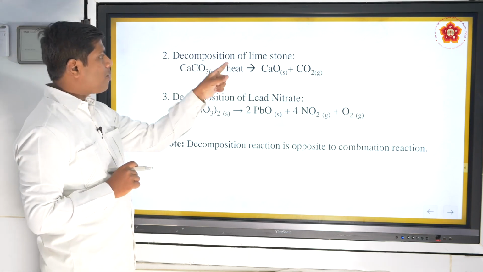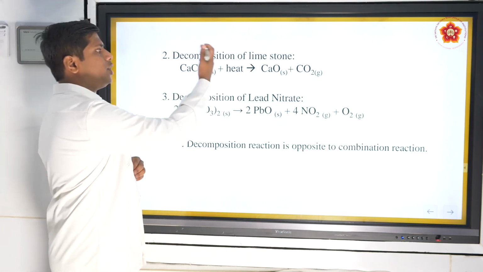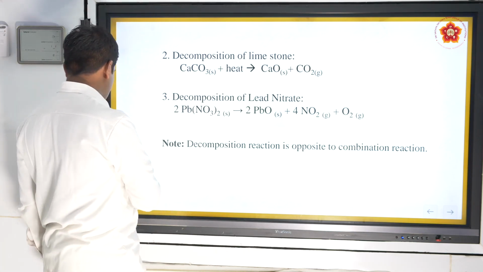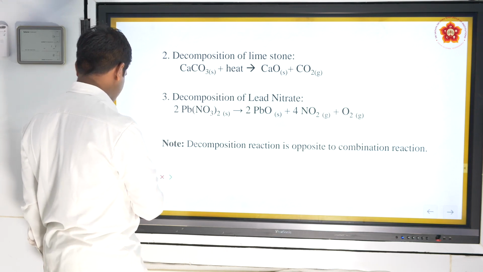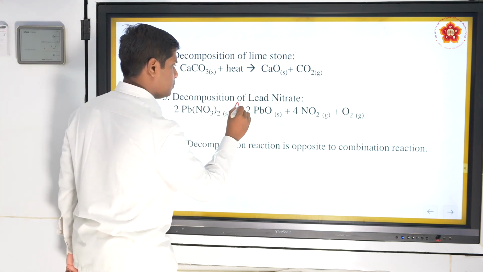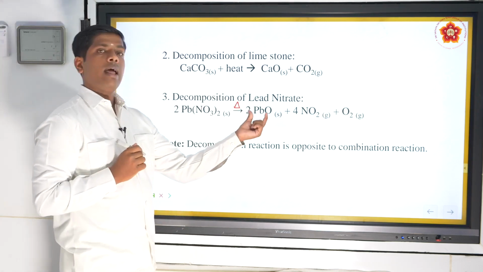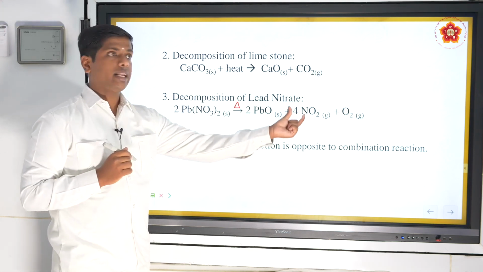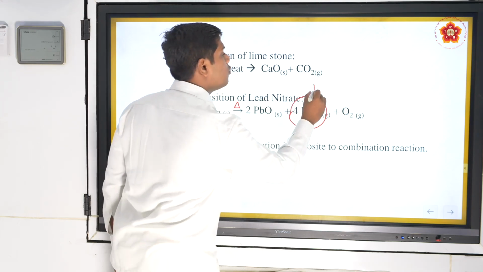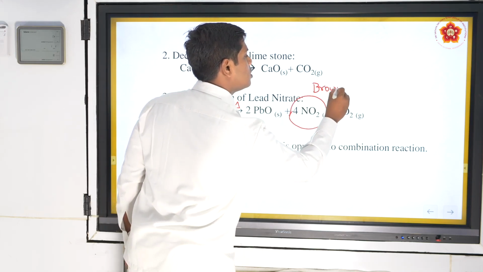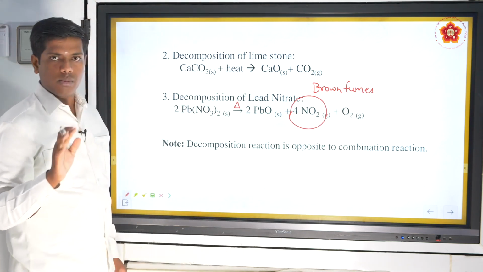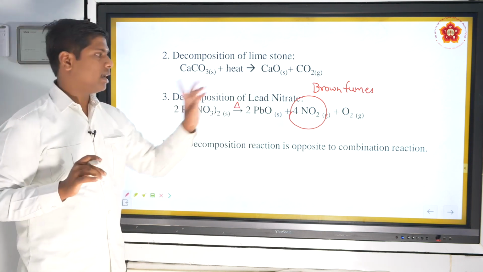That is the decomposition of limestone, calcium carbonate. When heated, you will get calcium oxide, and carbon dioxide is evolved. This is most important: the nitrate reaction, the lead nitrate reaction. When lead nitrate is heated, we will get lead oxide and nitrogen dioxide gas. You can see it from the brown fumes. When we see brown fumes, that is especially nitrogen gas, and oxygen is evolved.